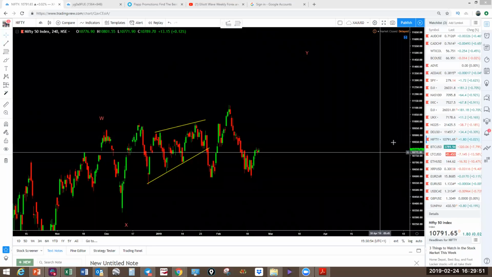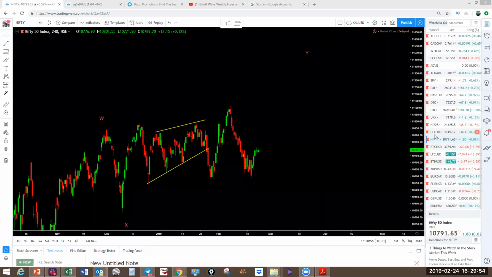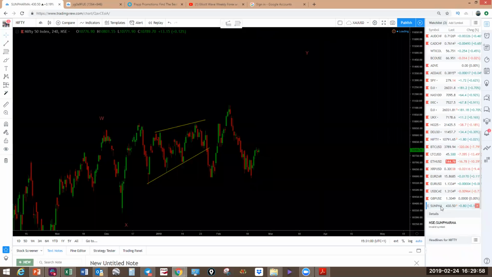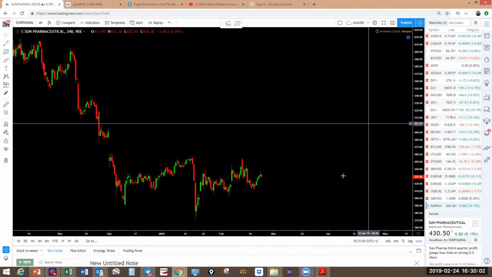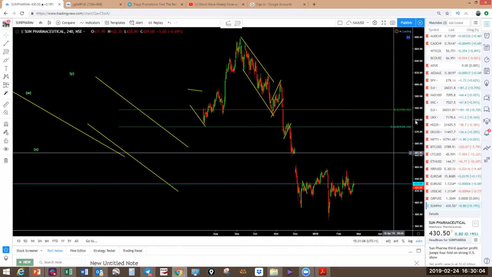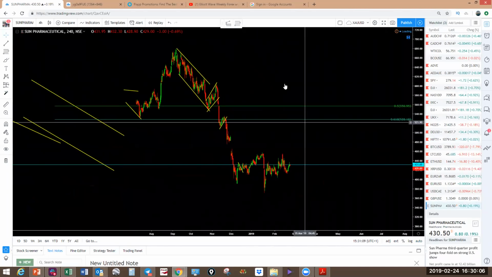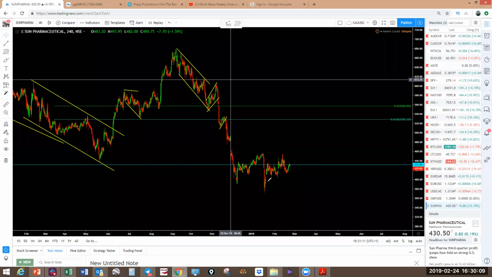All right, let's now look at the Sun Pharmaceutical stock from India. We've been looking at this for the last year or so for one of my traders. I just do this one because I've been looking at this pair for a while. Okay, so last week we had a move here, we had a pulse, we had a big corrective structure, we had a move to the upside. This was not complete.